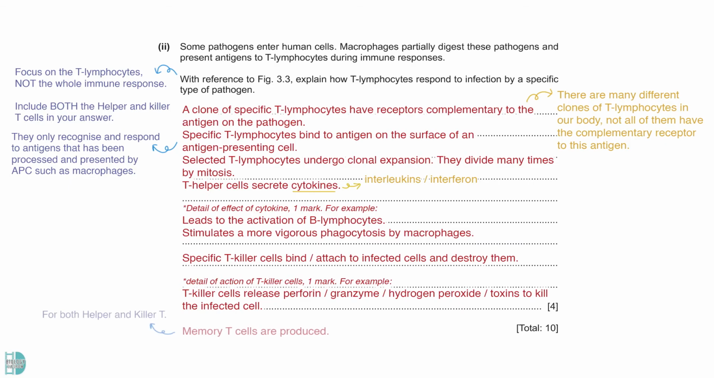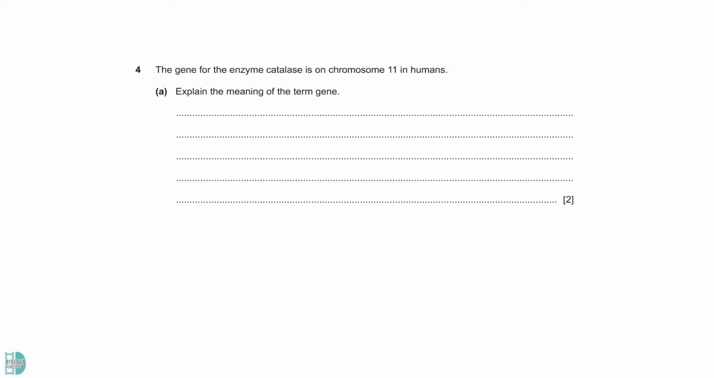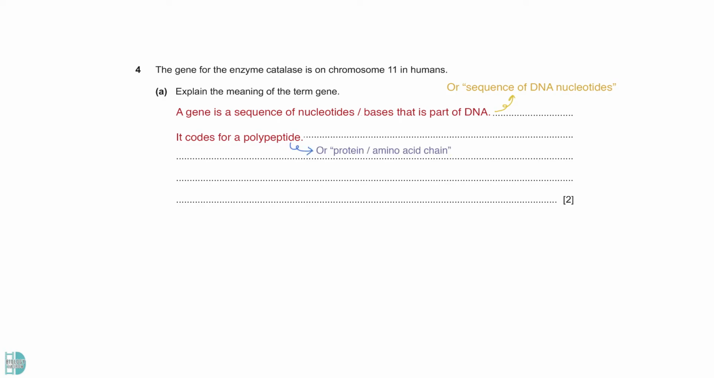Lastly, there will be the production of memory T cells. Both T helper and T killer memory cells are produced. Question 4a asks you to explain the meaning of the term gene. A gene is defined as the sequence of nucleotides or bases that is a part of a DNA which codes for a polypeptide. You can also use the words proteins or amino acid chain.